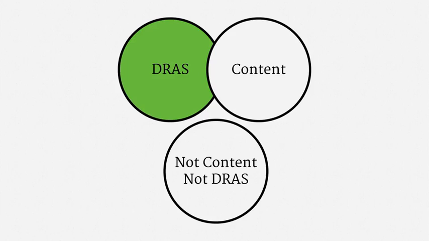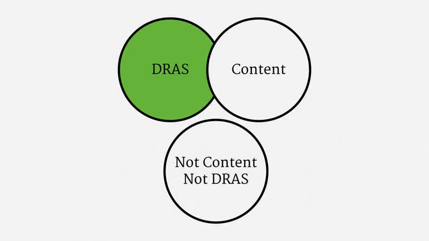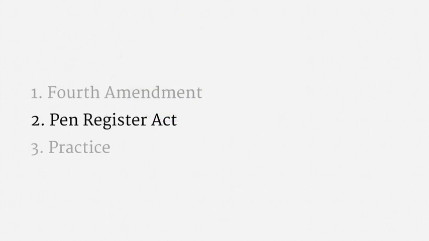The categories are pretty clear for conventional phone calls. They also work reasonably well for electronic messaging services, like email and instant messaging. Beyond that, though, the categories get very blurry. As we'll see in the next part of the course, courts tie themselves in knots trying to fit modern technology into these three categories. Alright, that's what I wanted to say about the Pen Register Act.